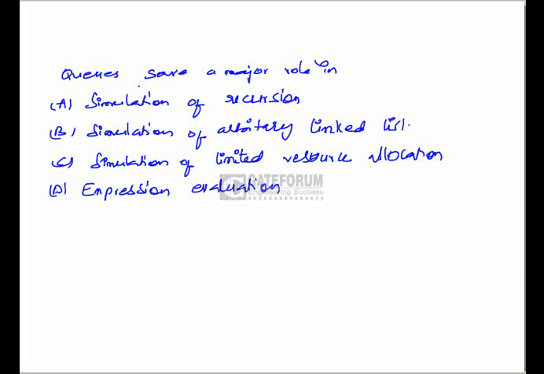The question is, queues serve a major role in which option: simulation of recursion, simulation of arbitrary linked lists, simulation of limited resource allocation, and expression evaluation. In simulation of recursion and expression evaluation, we use a stack. So here a queue is nowhere related to options A and D, so we can eliminate these two options. And if we see the third option, option C, whenever there is a limited resource, we allocate that resource with the help of a queue.